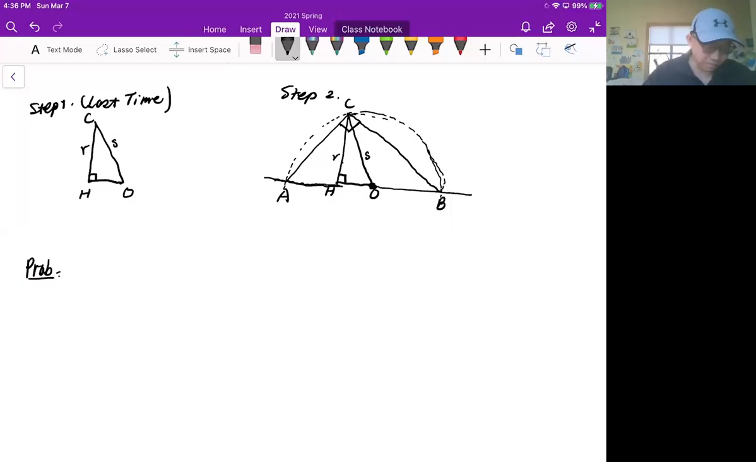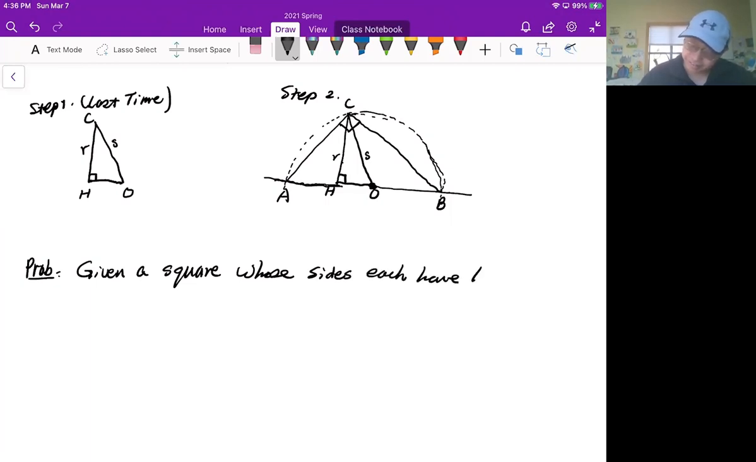Okay, here's another problem. Given a square whose sides each have a length of 4. All right, so you start with a square with a length of 4 on each side.